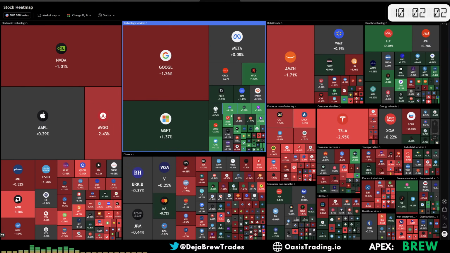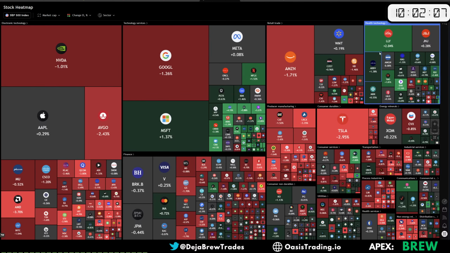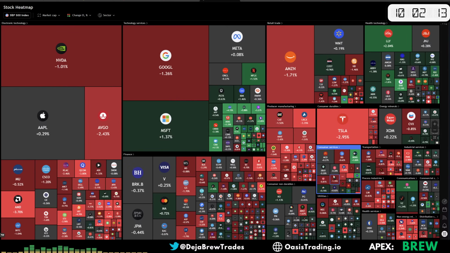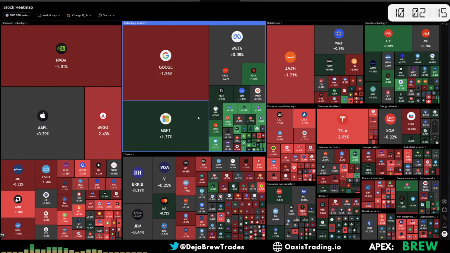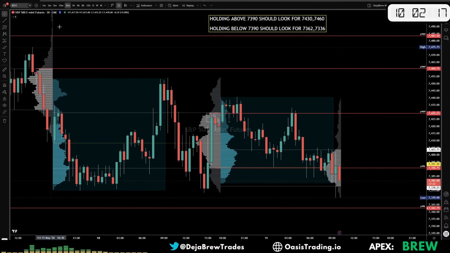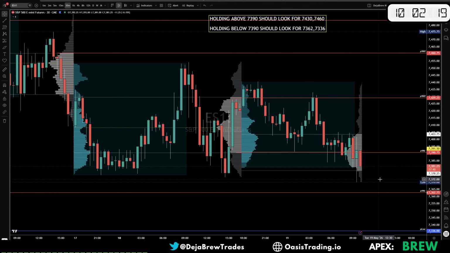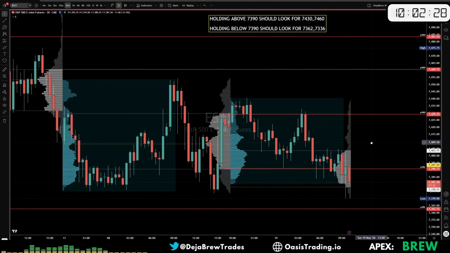Pretty red across the board. A little bit of green in some tech companies. Mostly red. Value companies are doing okay, kind of the blue chip companies. Still showing weakness, not allowing those rotations. Keep an eye on that overnight low and possibly that prior value.